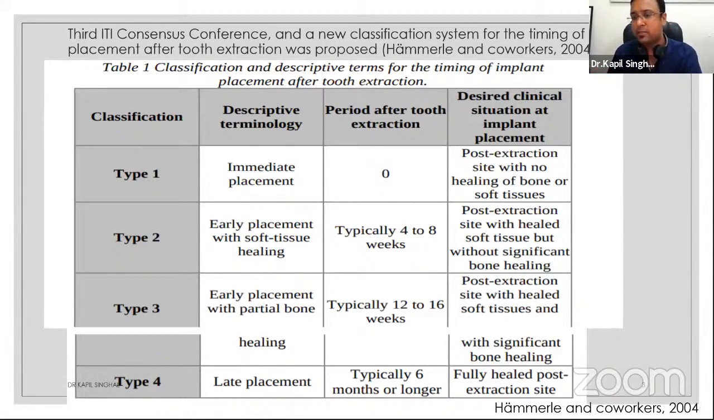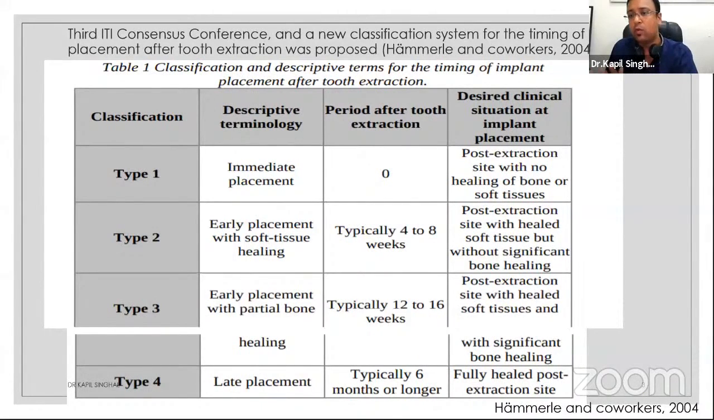Then comes type 2 placement. In some cases, we want a good amount of soft tissue also. So we extract the tooth and we wait for 4 to 8 weeks for the soft tissue to heal. After 4 to 8 weeks, when we get a good soft tissue closure and the soft tissue has healed, we place the implant. This comes in type 2. Type 3 is when we want the soft tissue to heal and also some amount of bone formation to occur, meaning some amount of woven bone formation also starts.